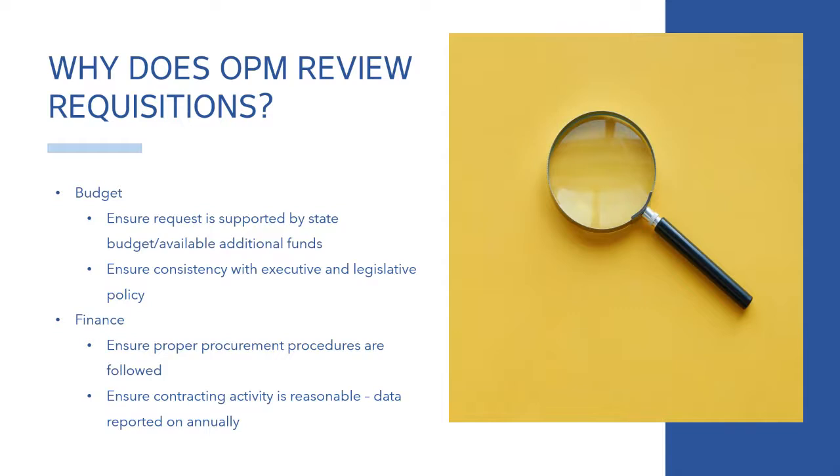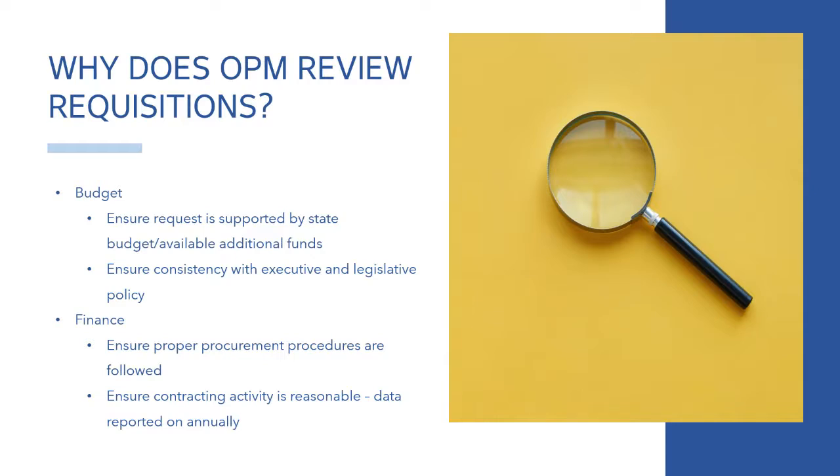And then they also review it to ensure consistency with executive and legislative policy. The state budget is a financial expression of the executive branch's and the legislative branch's policy priorities, and so any deviation from that budget is in some respects a deviation from policy. So the budget office plays that role in tying all those financial and policy pieces together.